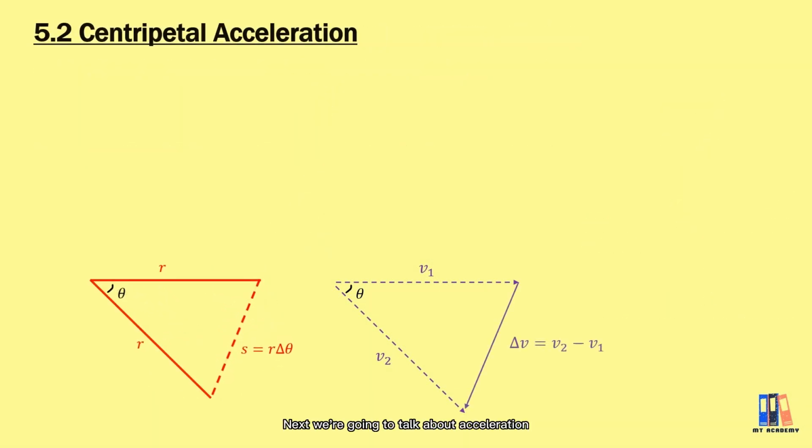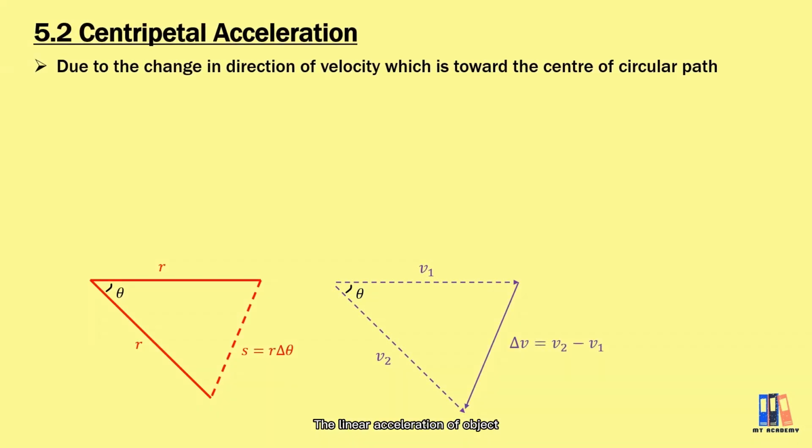Next, we're going to talk about acceleration. The linear acceleration of an object in uniform circular motion is 0. However, since there is a change in direction of velocity, we have another variable called centripetal acceleration in this case. To obtain centripetal acceleration, we need to get the difference between the final velocity and the initial velocity, delta v. From the diagram here, we can draw the triangle solution and obtain the change in velocity by vector subtraction, v2 minus v1. From here, the direction of change in velocity is actually toward the center of the circular path.